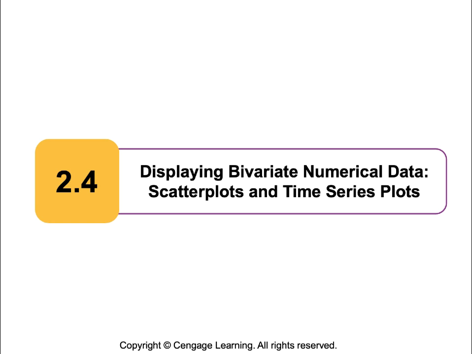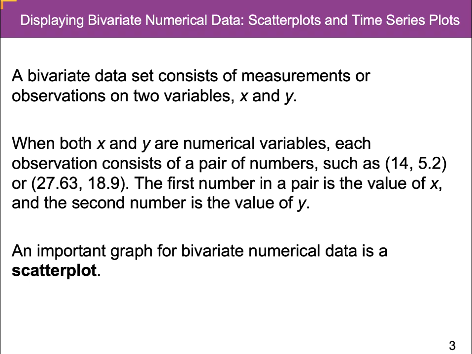Now I want us to look at two special types of graphs that we would use for bivariate numerical data: scatter plots and time series plots. As a reminder, a bivariate data set will have two observations, and we could label them X and Y. So you can think of these as having an ordered pair, so something like 14, 5.2 or 27.63, 18.9. These are two observations on the same individual.